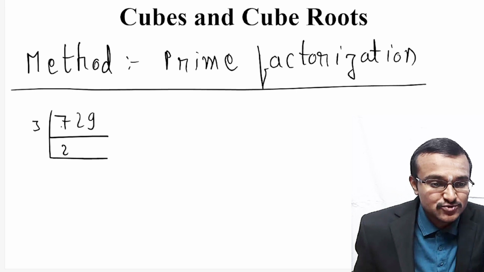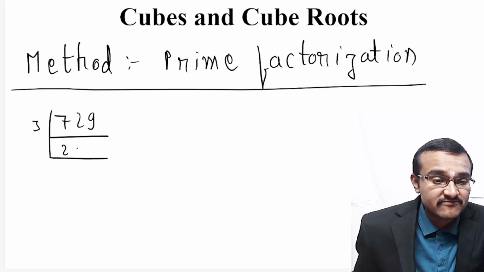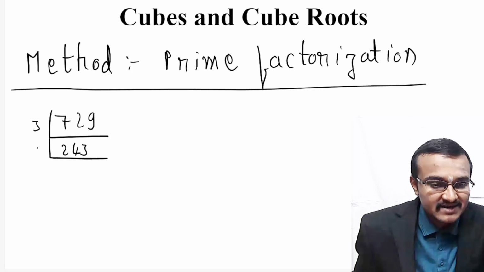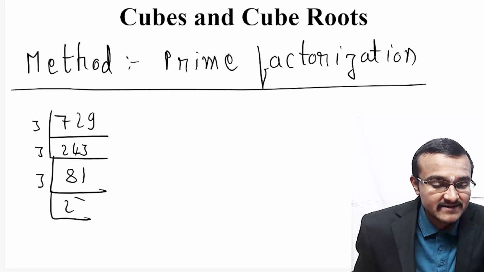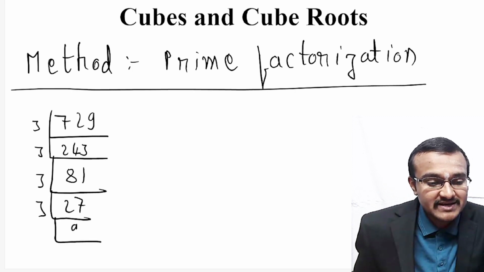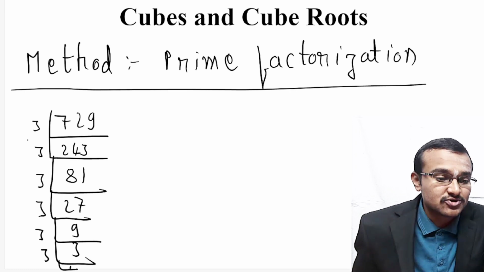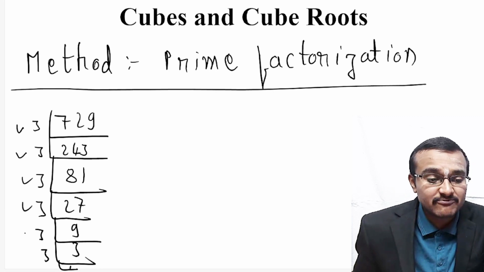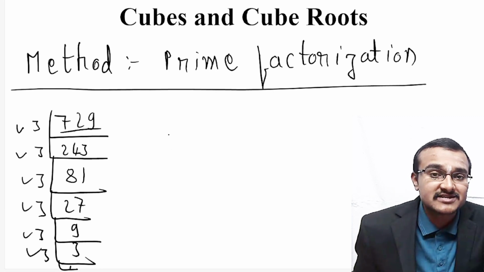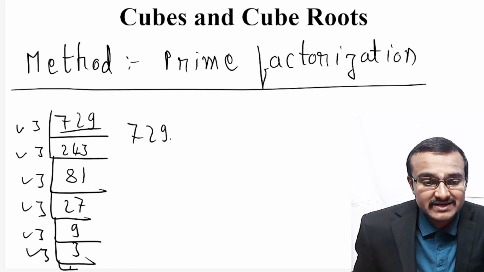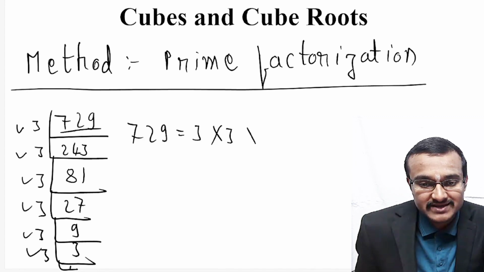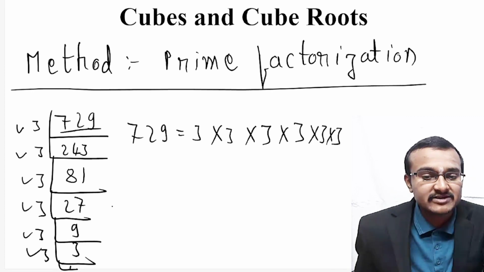3 2s are 6, 12, 12 will be there. So 3 4s are 12, 3 3s are 9. Again you can take 3. Here 3 8s are 24, 3 1s are 3. Again you can take 3, you will get 27. Again you can take 3, you will get 9. Again you can take 3, you will get 3. Again if you take 3, you will get 1. So that means here 6 times you should multiply 3 to get this 729. So 729 is equal to 3 into 3 into 3 into 3 into 3 into 3. So 6 times you should multiply 3.